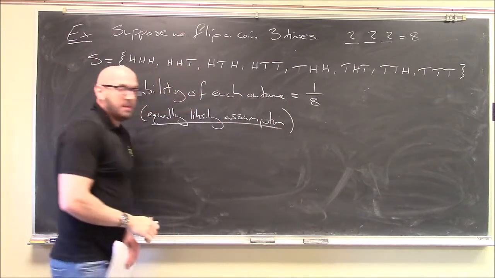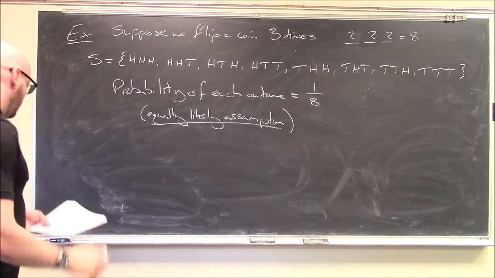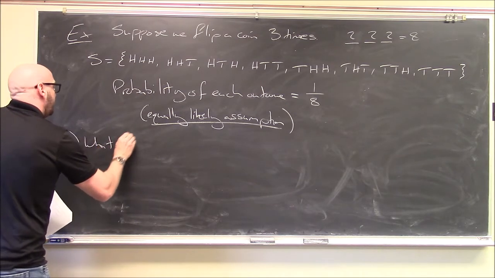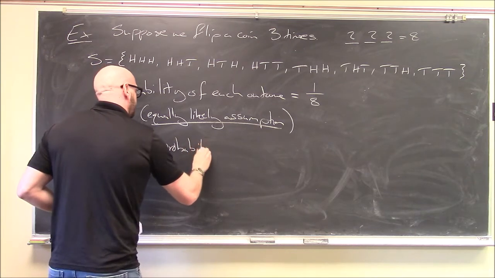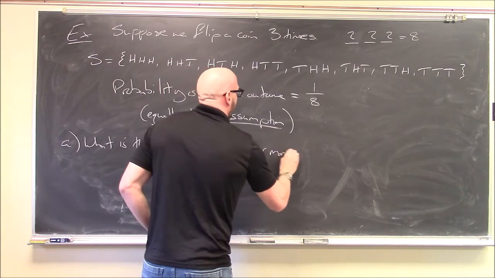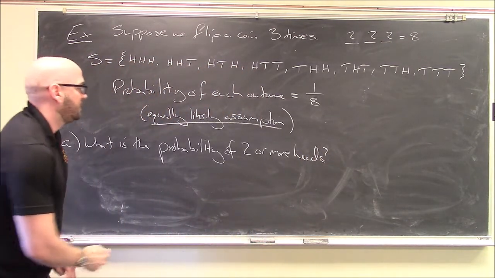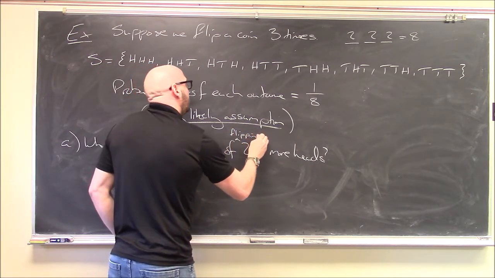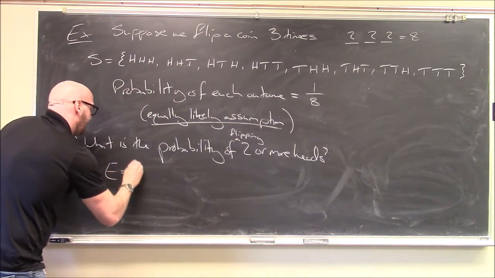So I had this sample space with the equally likely assumption. And we'll just do some probabilistic calculations. So what is the probability of flipping 2 or more heads? Well, let's figure out what event this would be.